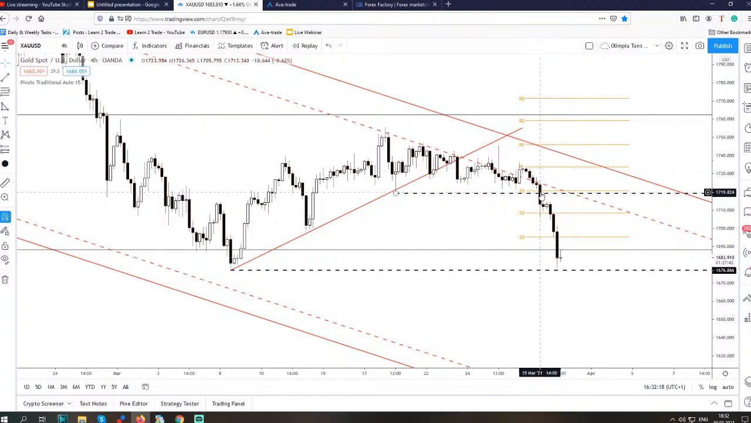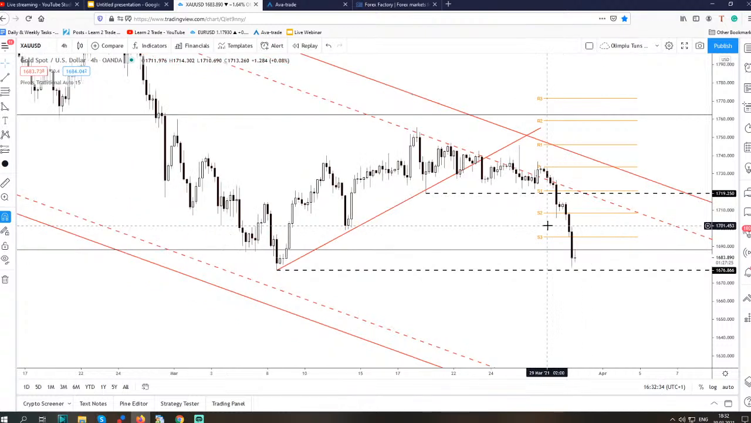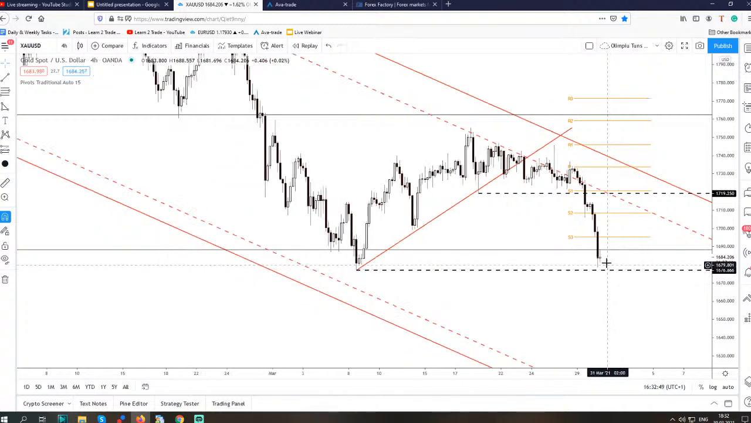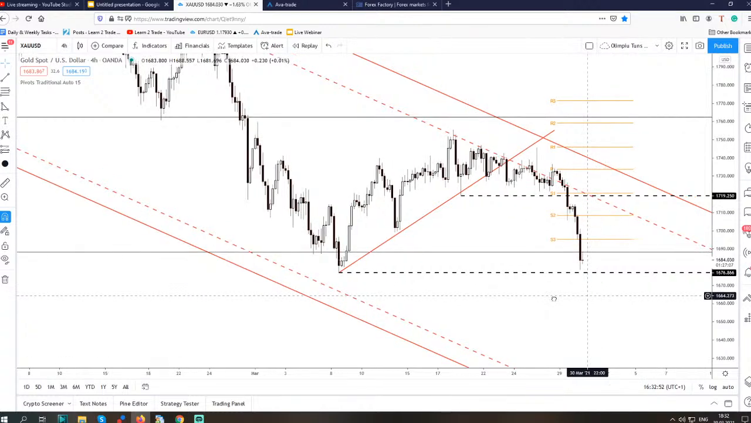And yesterday's aggressive drop below the S1, below 1719, has signaled that we may have a further drop in the short term. Okay, the next downside target will be represented here by 1676. So it remains to see how the price will react here when it will reach this static support.